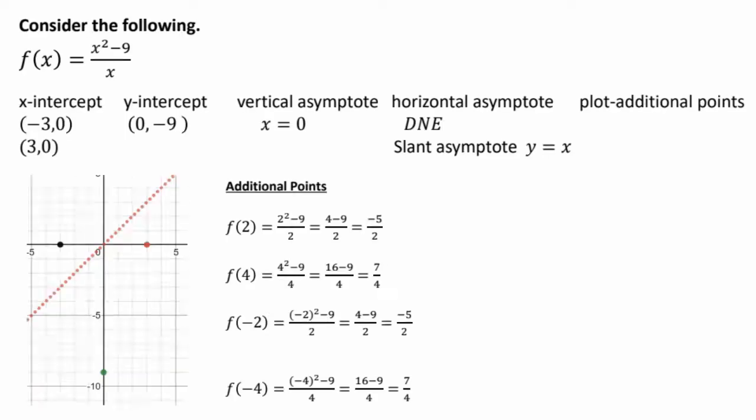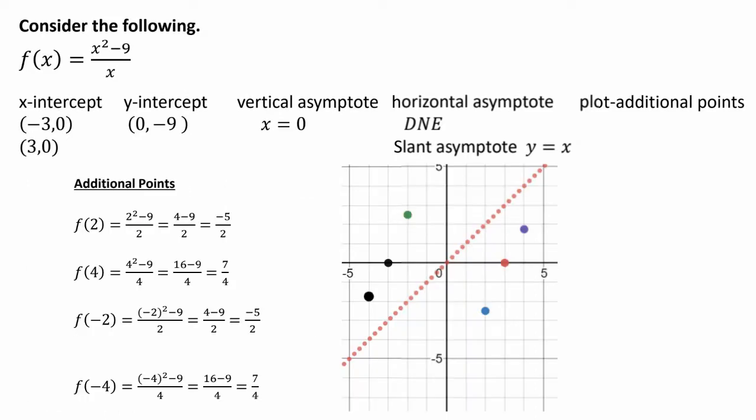So again, this is my slant line at y equals x. It's basically when the slope is 1, right? 1 over 1. Rise 1, run 1. All right. So my additional points again, I did 2, 4, -2, and -4. I ended up with these points.